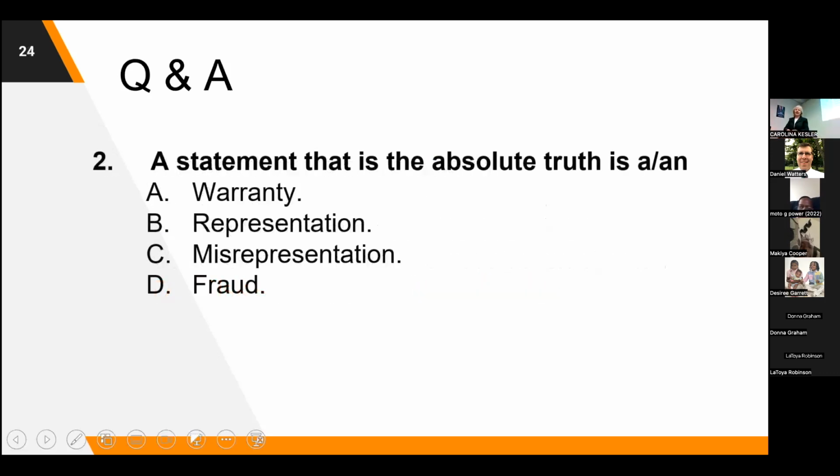A statement that is the absolute truth is what? No, it's a warranty. Warranty is guaranteed to be true, right? A warranty is like a guarantee. So there's your warranty.